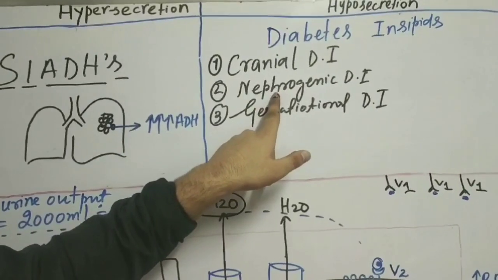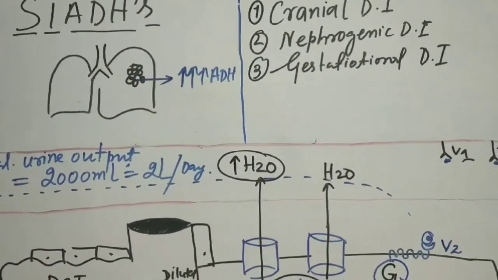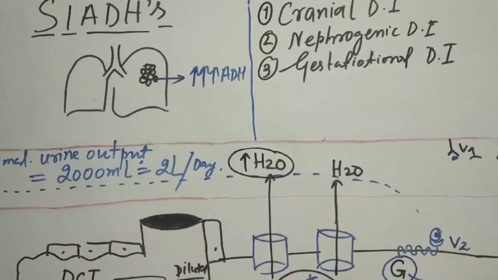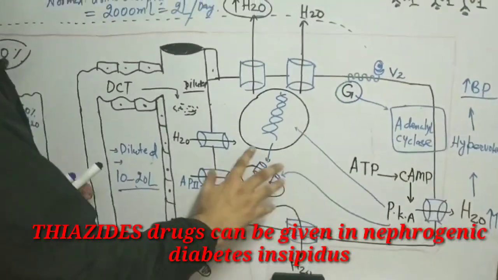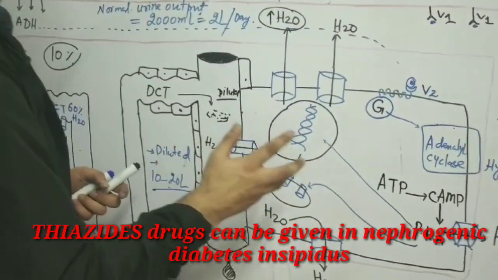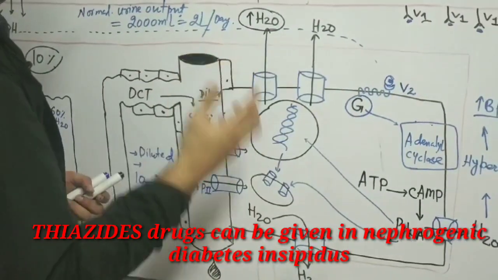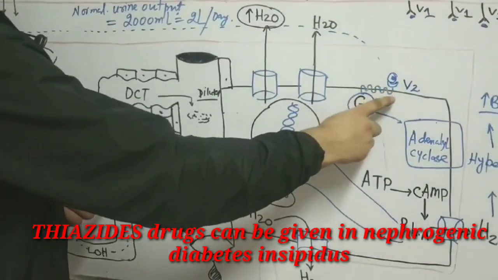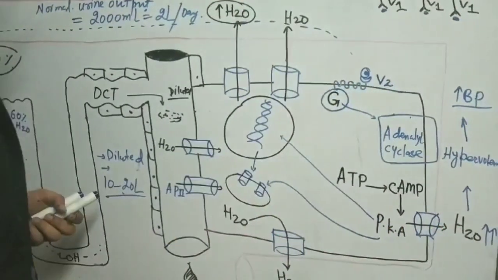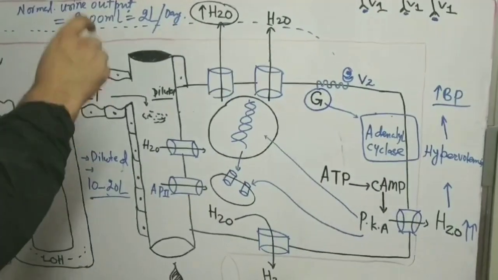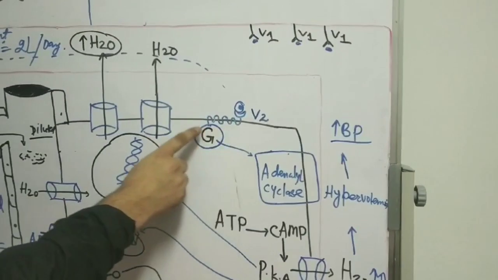Now there is nephrogenic diabetes insipidus. What happens in nephrogenic diabetes insipidus? There is a problem within the kidney. Look here. If the principal cells are damaged, they will not be able to respond to the ADH. Even if the ADH is available, there will not be availability of the V2 receptors. In nephrogenic diabetes, there is receptor insensitivity.